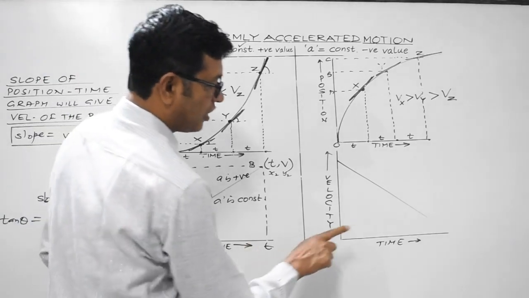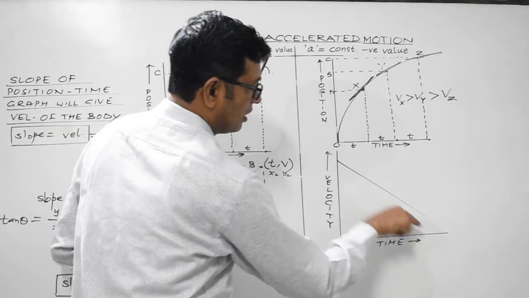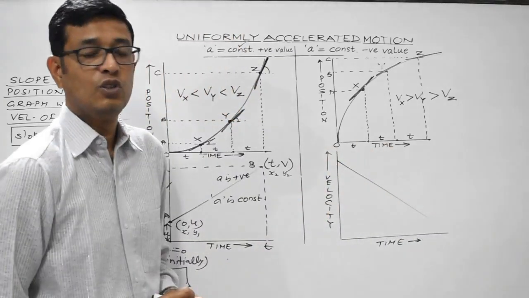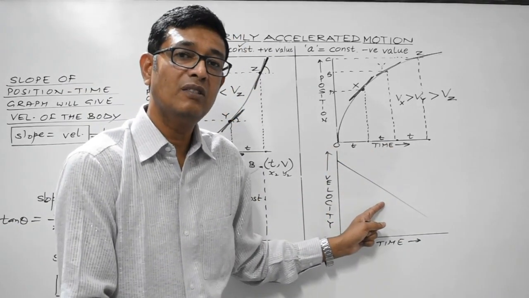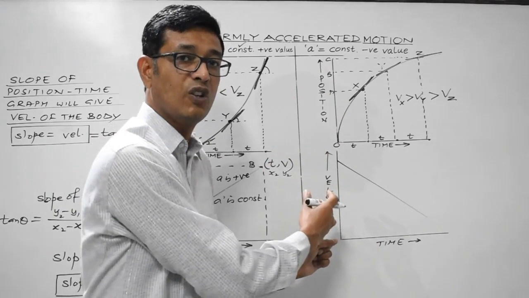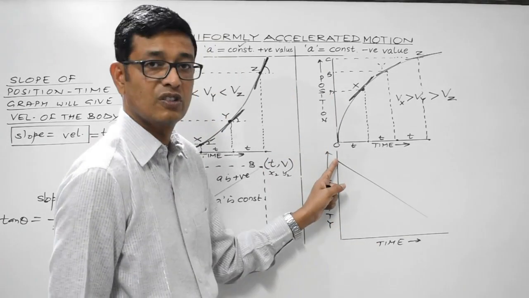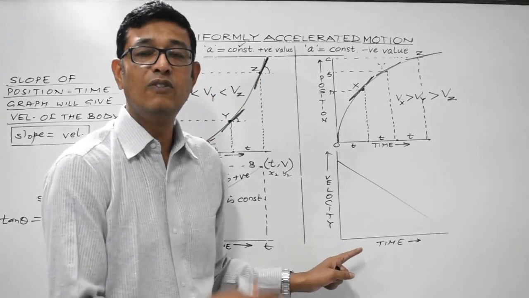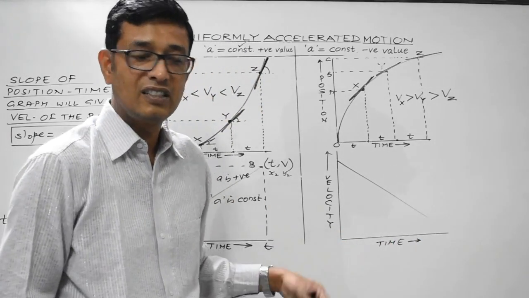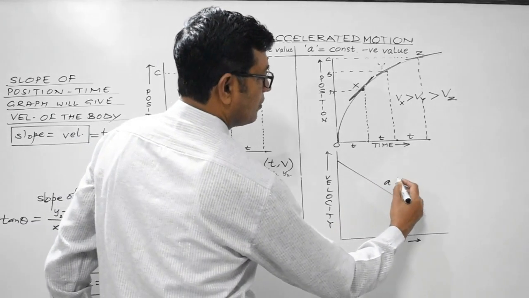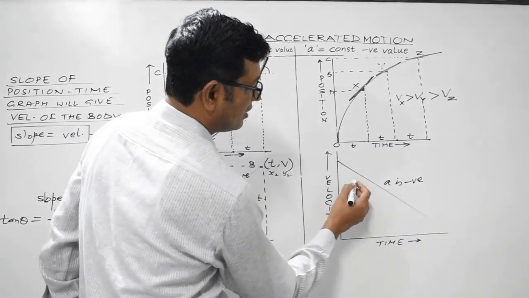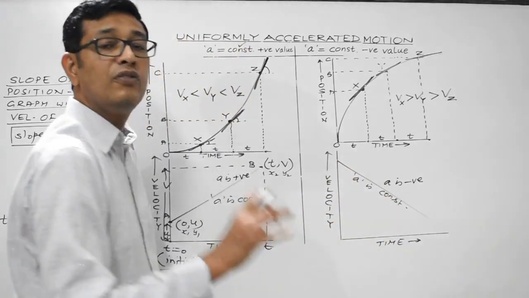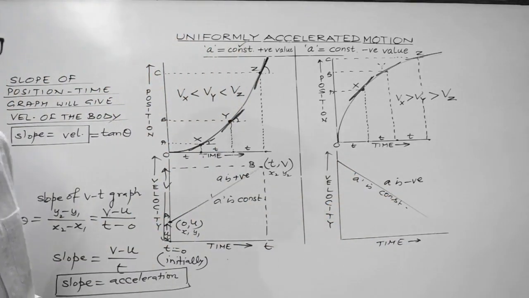So over here you can check. With the passage of time, the velocity of the body is decreasing. So here the final velocity of the body must be less than its initial velocity. Initially the body possesses this velocity. Finally the body possesses this velocity, this one. So final velocity is less than initial velocity. It is then a is negative. And a straight line suggests that a is constant. So that is the case of uniformly accelerated motion.